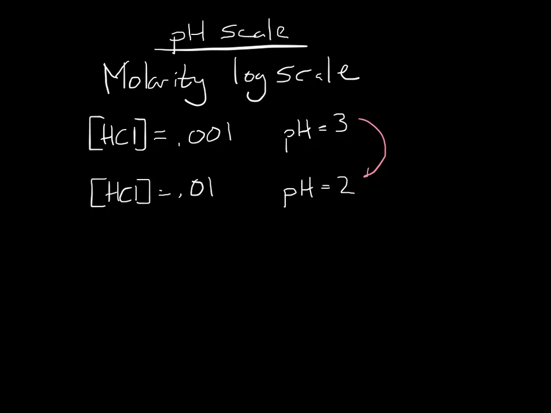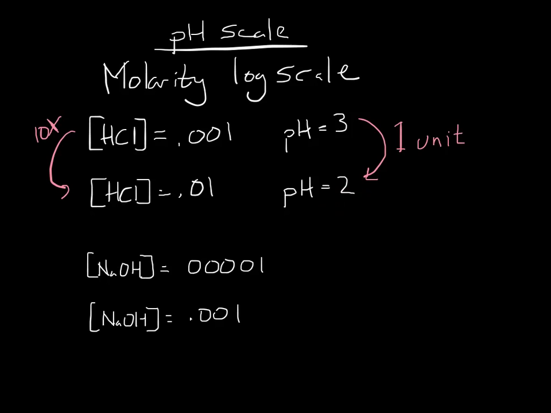This is just 1 unit. So pH changed by 1 unit. But the concentration, from here to here, is 10 times more concentrated. So when we change the pH by 1 unit, that means the concentration is 10 times greater. This seems like a small step to the eye, but on the chemical definition, it's increasing tenfold. That means if you go by 2 pH units, so if we were to go down to pH of 1, the difference between pH of 3 and pH of 1 would be 100 times more concentrated.